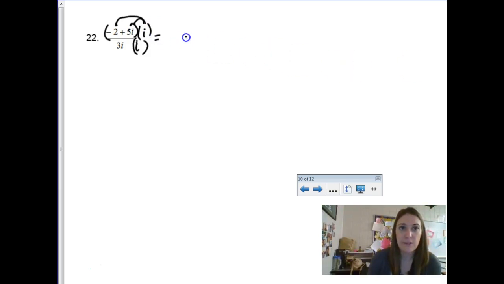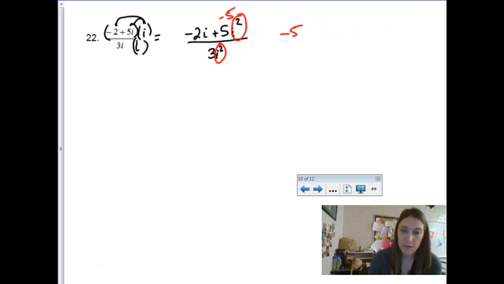All right, so this numerator, if I distribute the i, I get negative 2i plus 5, and then i times i will be i squared, over 3i times i, which is 3i squared. And then there's not a lot of simplification other than, remember what i squareds are? They're really negative 1s. So this is 5 times negative 1, so this term right here is negative 5. I'm going to write that first. I still have a minus 2i. And then our denominator is 3 times negative 1, which is negative 3.